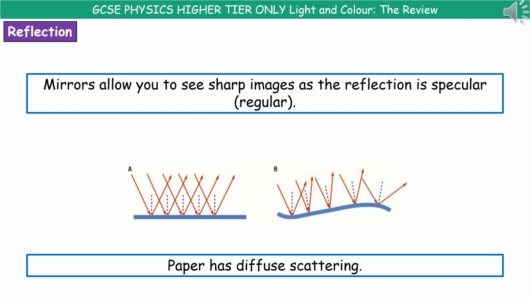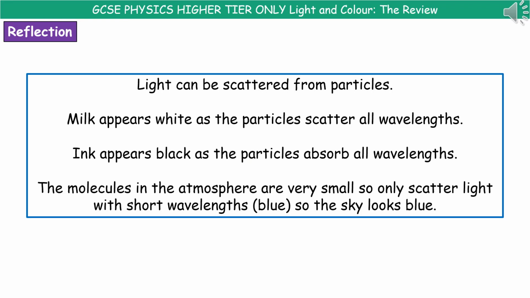In terms of reflection, what we find is that if we're thinking about mirrors, then these allow you to see a sharp image as reflection is specular or regular, whereas paper won't give you an image that you can see that's sharp because it's got diffuse scattering, which is the 2 diagrams you can see in the middle.